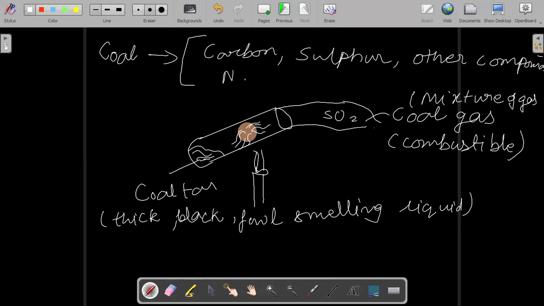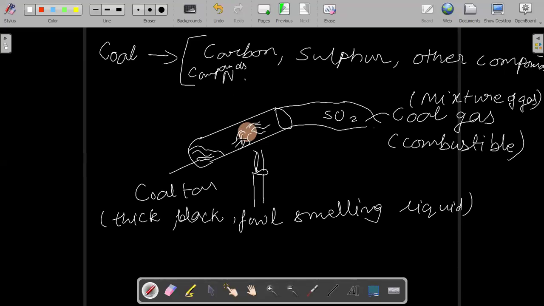Then certain other substances which are present, like maybe some compounds of nitrogen, compounds of carbon, are separated out from it in the liquid form. They move out of this coal in the form of liquid, which we call coal tar. So coal tar again is a mixture of a number of substances which are obtained from this coal. Coal tar is a black colored liquid.